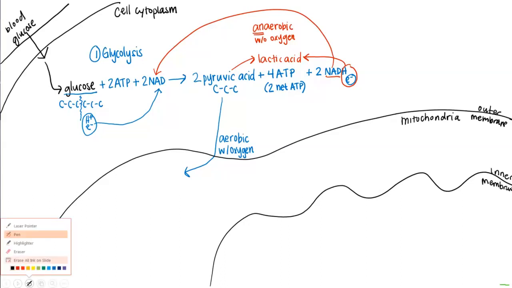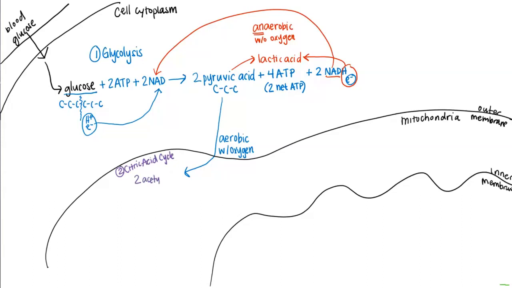So let's look at our citric acid cycle. All right, so step 2, citric acid cycle. All right, so we take the pyruvic acid. The pyruvic acid is going to enter the mitochondria, and it's going to get converted through a series of reactions into first 2 acetyl-CoA, which then becomes 2 citric acid molecules, and that's why it's called the citric acid cycle.